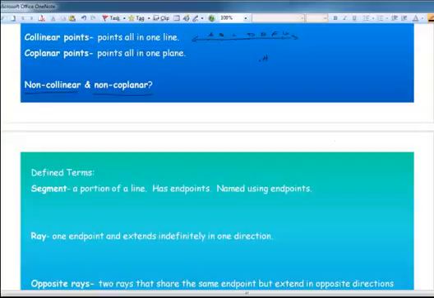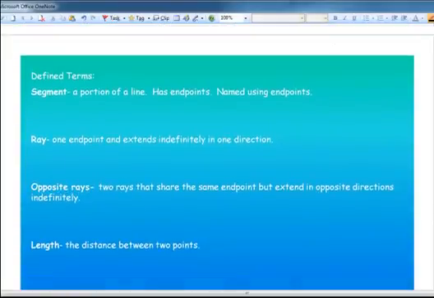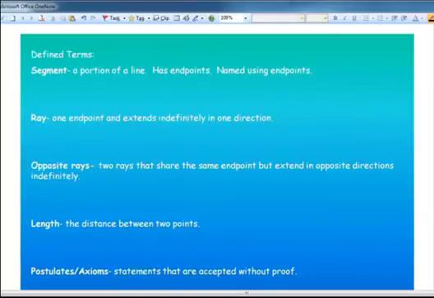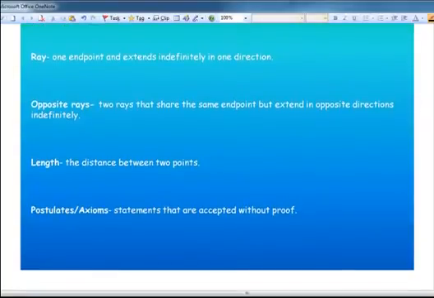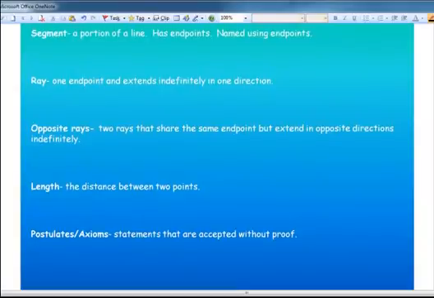Now, we talked about some undefined terms that are a little bit more abstract. We can't really put definite values on them, but now we have some defined terms. And defined terms start out with the idea of segment, ray, opposite ray, length, and then we're going to talk about what postulates and axioms are as well.